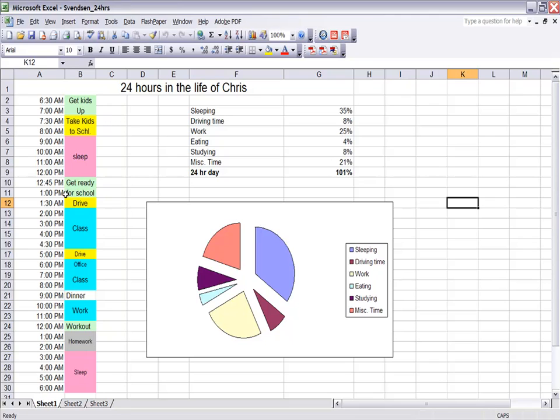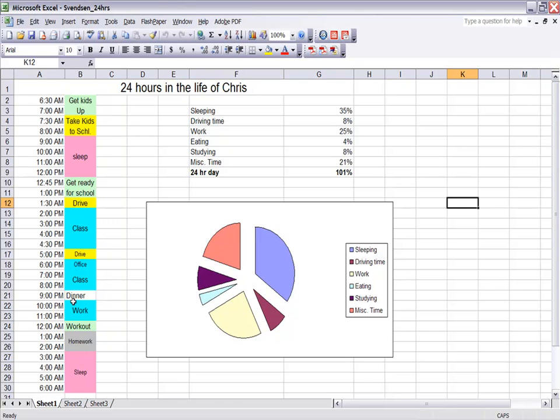From 12:45 to 1:30 I get ready, and at 1:30 I drive. I get to class at 2, start work at 2, and then I work until 5 o'clock, or 4:30. Between 4 and 5, I'm driving. Between 5 and 6, I have office hours and more class. I have dinner at 8 o'clock, so between 8 and 9, I'm having dinner.